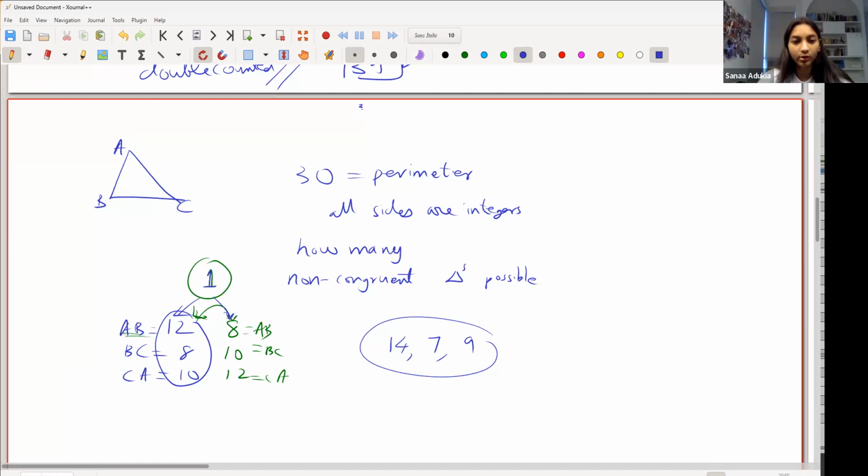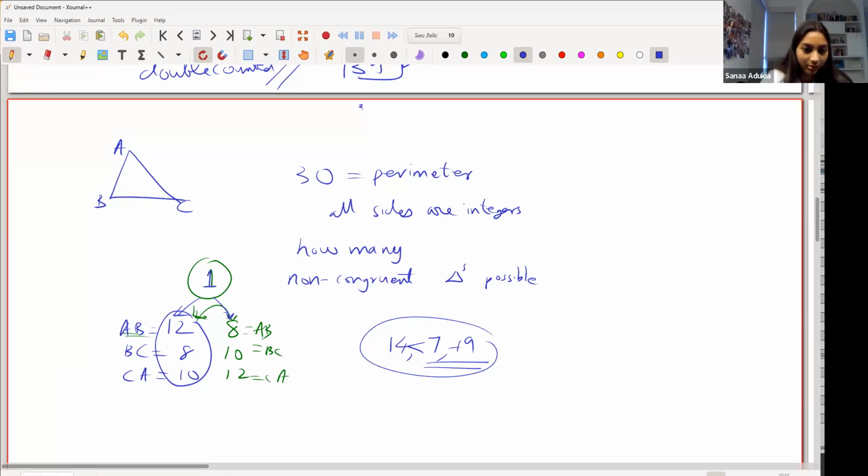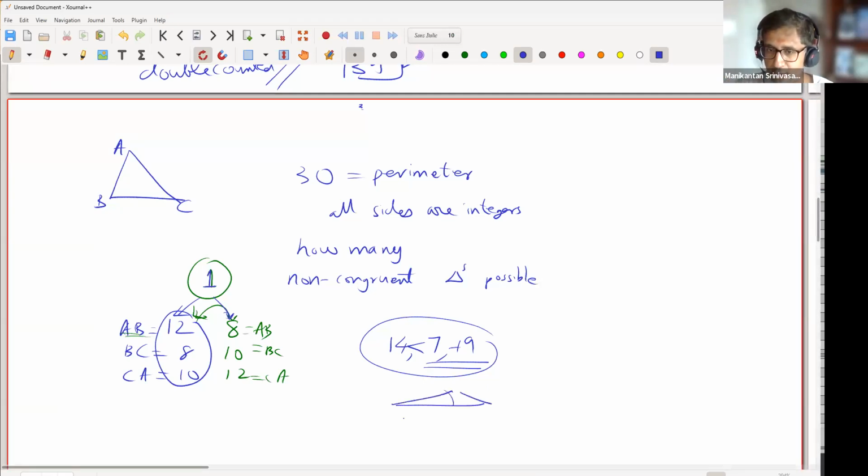But 14, 7, 9 shouldn't work then. It will work, no? 9 plus 7 is 16, which is more than 14, right? Right, more. I thought it was less. It has to be more, right? Only then, we did the sticks example, right? Only then the sticks will otherwise collapse. Yeah, it has to be more.